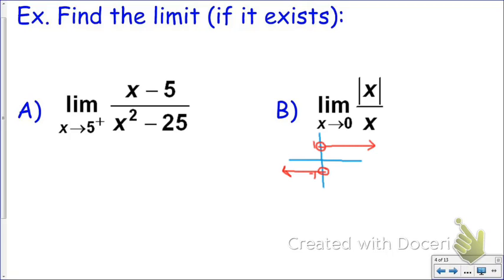You will see clearly that as x approaches 0 from the right, our y value is positive 1. As x approaches 0 from the left, our y value is negative 1. Because our left and right hand limits do not agree, they approach two different y values, the general limit as x approaches 0 does not exist.